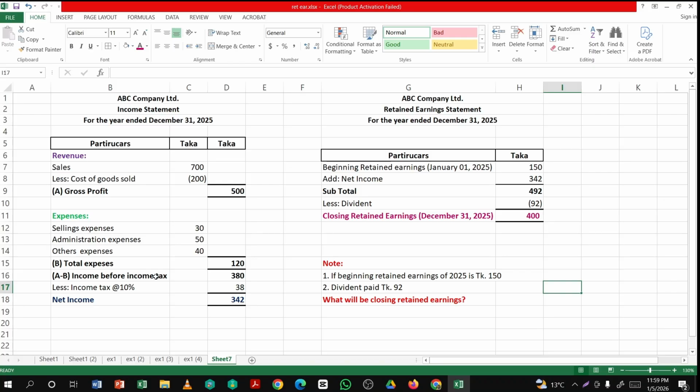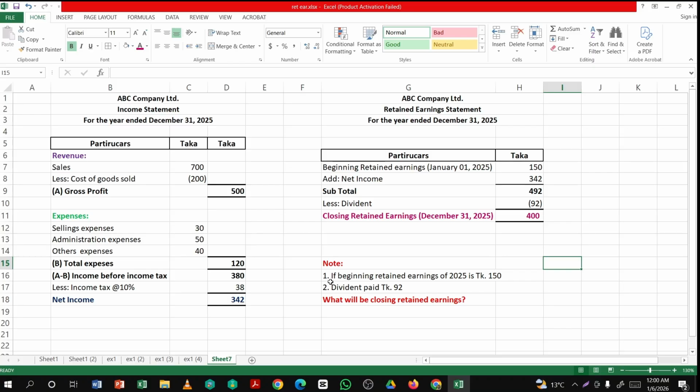So income before income tax equals gross profit minus total expense, equals 380, less income tax 10% of income, minus 38. So net income will be 342. Now we will calculate the retained earnings of ABC Company. ABC Company Limited retained earnings statement for the year ended December 31, 2025.